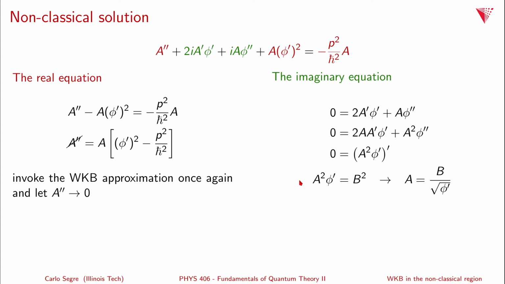We invoke the WKB approximation again. We let a double prime go to 0 because a double prime is going to be very small if you have a slowly varying potential. And we now write our real equation as whatever's in the brackets here, that is, phi prime squared is equal to p squared over h bar squared.